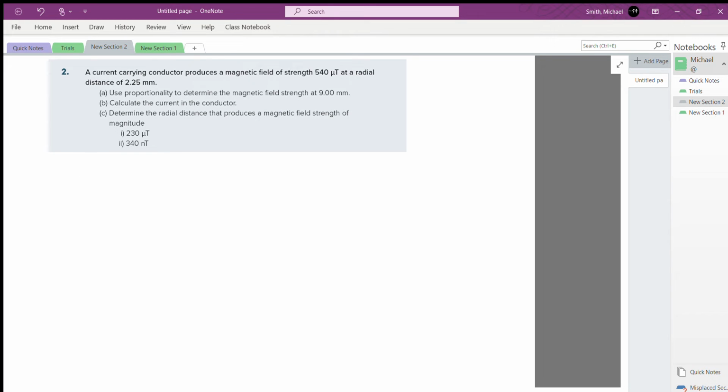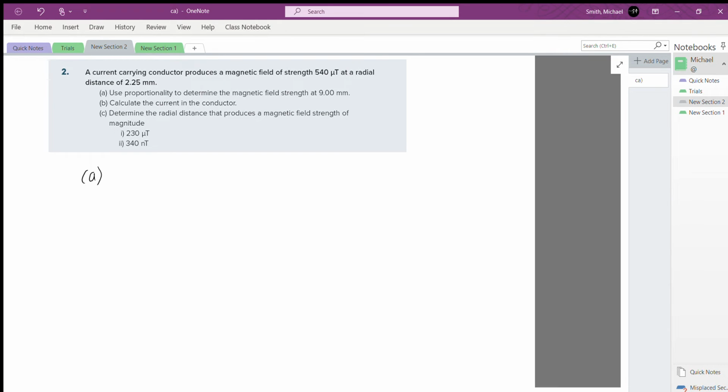This is question number 2 from the SACE Stage 2 Physics Course Companion from Subtopic 2.3 and 2.4, which are combined in the textbook. Here we have a current carrying conductor producing a magnetic field of magnitude 540 microtesla at a radial distance of 2.25 millimeters. First, we're required to use proportionality to determine the magnetic field strength when it's 9 millimeters from the conductor.